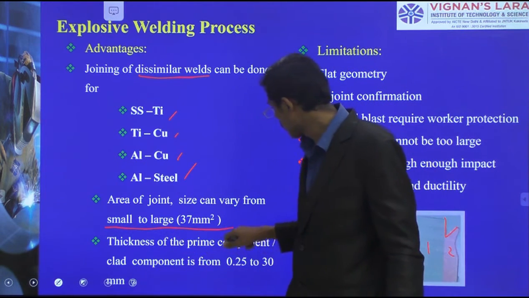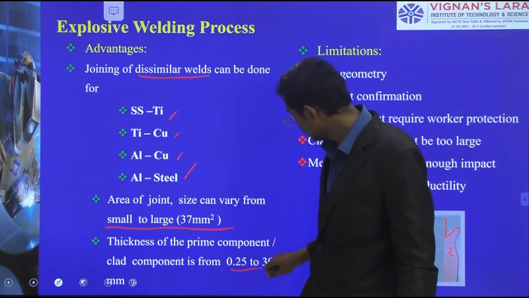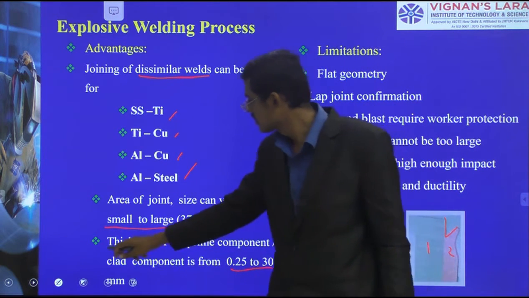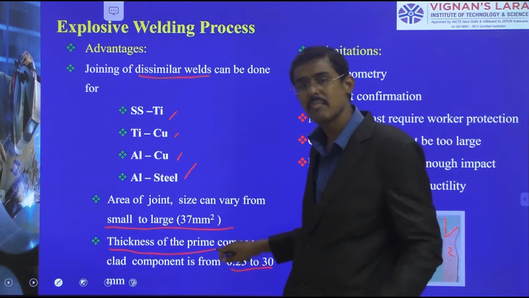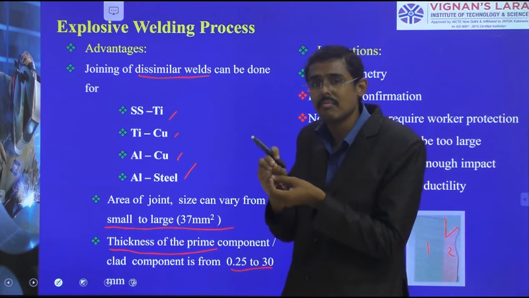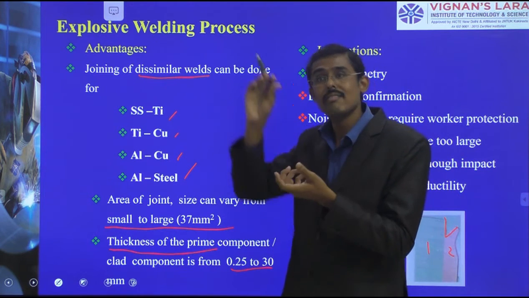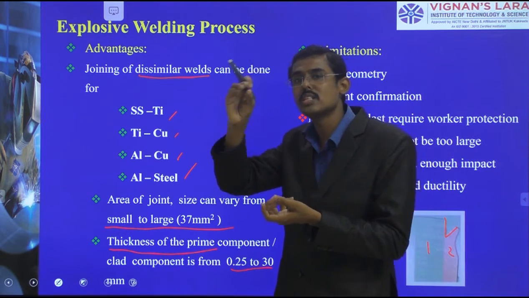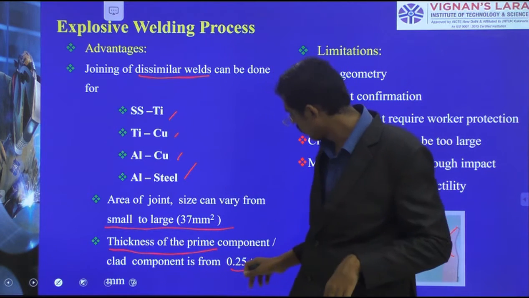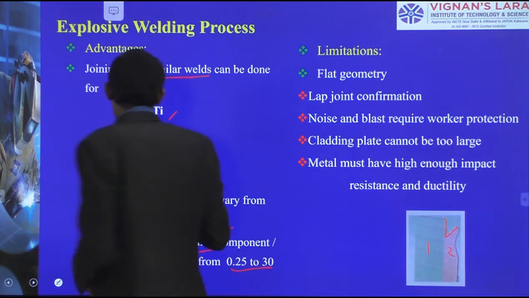The thickness of the clad component is from 0.25 to 30 mm. The maximum thickness of the flyer is nothing but the cladding component, which we already told you is 30 mm. For example, we have taken a base of 20 mm and cladded a 5 mm thin sheet, but possibly we can go up to 30 mm of cladding material also. So that's how the advantages are there.